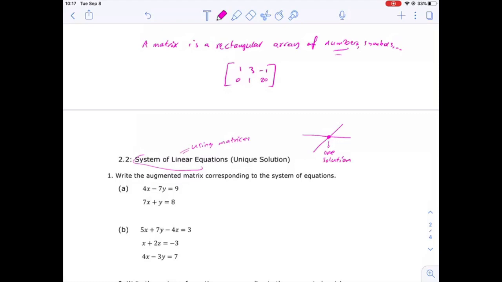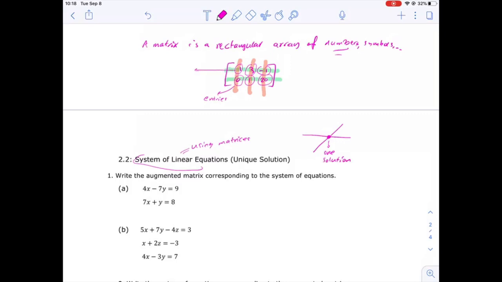This is called a matrix. As you can see, it's a rectangular array, and it consists of rows and columns. This is a row and this is another row, and we have some columns here. This is the first column, second column, third column, and we have numbers here. These numbers are called entries. Each one is called an entry. So we have entries or elements, but we usually use entry. So it's a rectangular array of numbers.